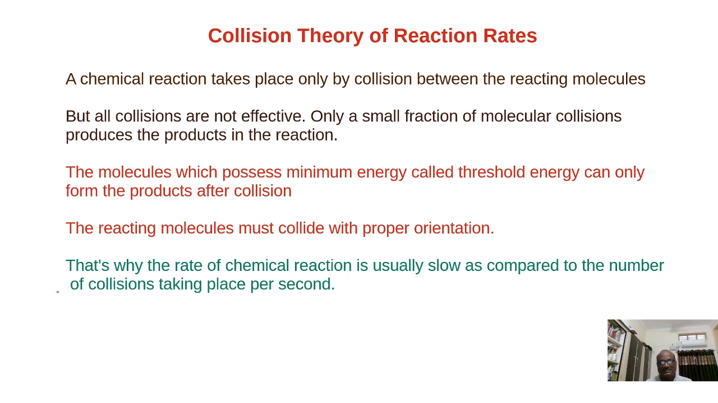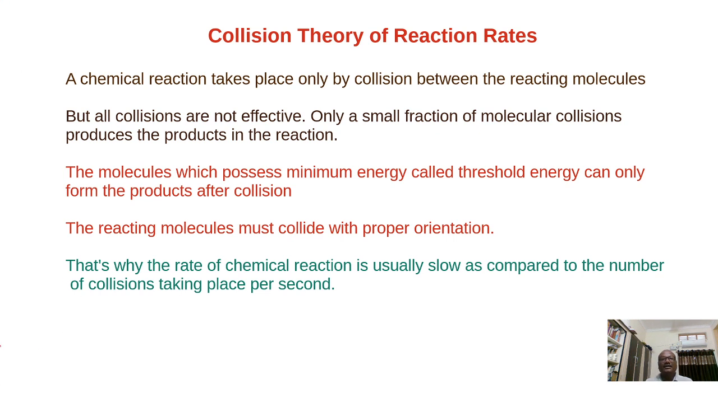If all these collisions between the reactant molecules produced a product, the reaction would complete in a fraction of a second. But in many reactions, we cannot see this. We will not observe this rapidness. Some reactions take place slowly, some very fast, and some with medium velocity. So the collision theory of reaction rates will explain why the rate of reaction is not equal to the number of collisions that take place between the reactant molecules per unit time.